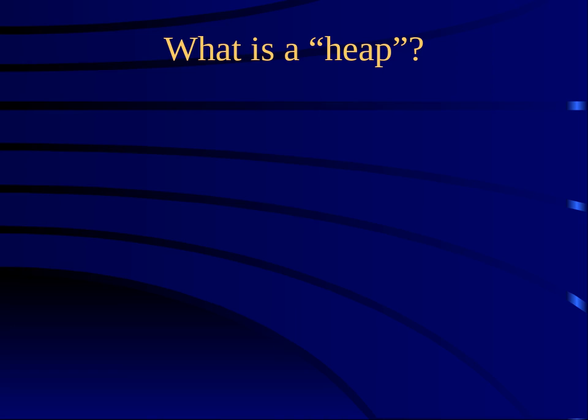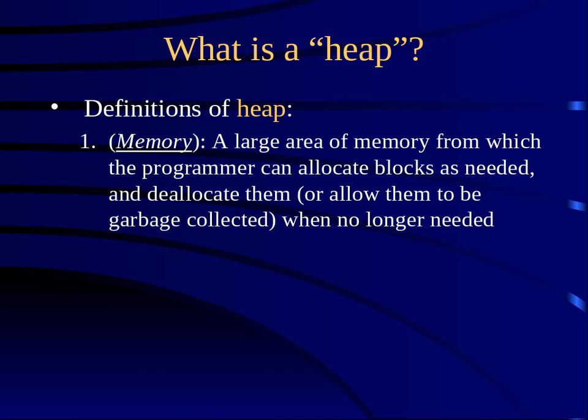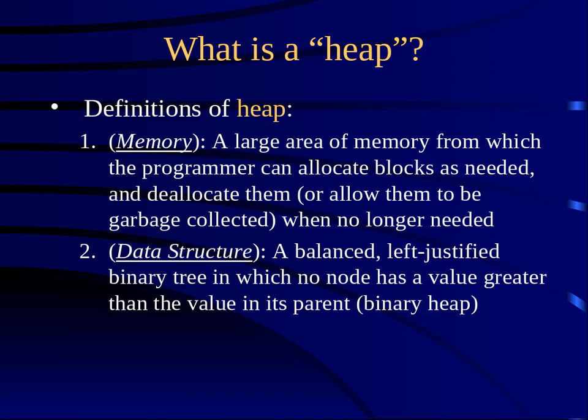So what's a heap? Okay, here's where the sadness begins. Definitions of a heap. Memory: the large area of memory from which a programmer can allocate blocks as needed and deallocate them, or allow them to be garbage collected when we no longer need it. This is what you've been thinking of as a heap so far. The data structure is a balanced left-justified binary tree in which no node has a greater value than its parent.